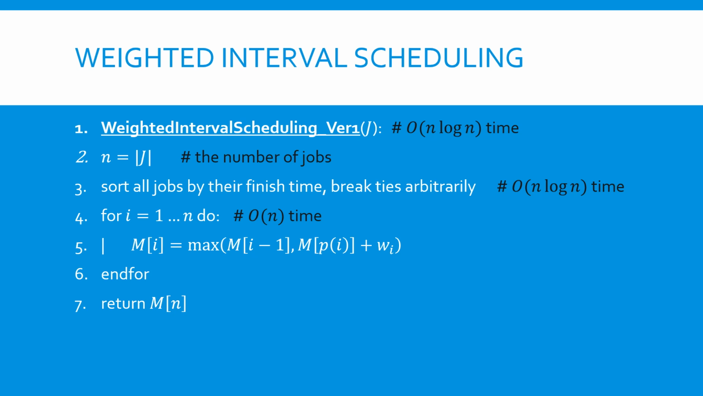We can summarize the bottom-up tabulation process with the pseudocode presented here. Line 3 sorts all jobs based on their finish times, which takes O(n log n) time, where n is the number of jobs. Lines 4 to 6 populate the DP table from left to right, according to the top-down recursion function, which involves O(n) iterations. Finally, line 7 returns the last entry of the DP table as the maximum profit we can achieve.